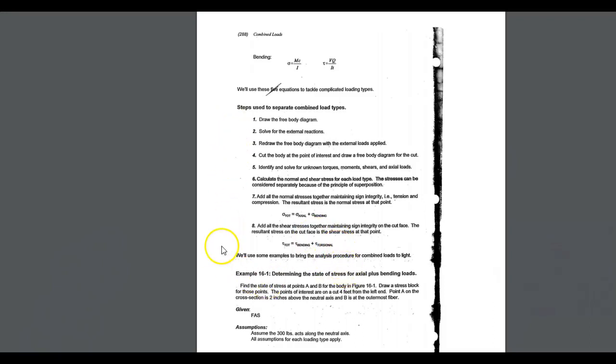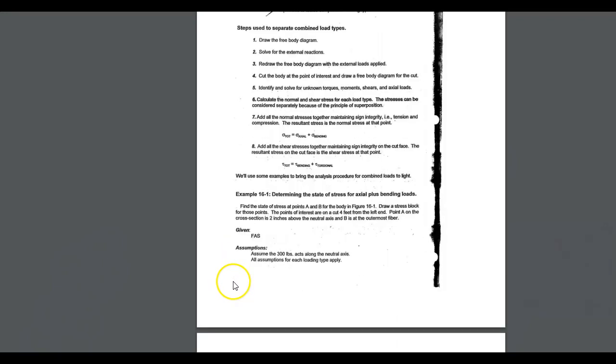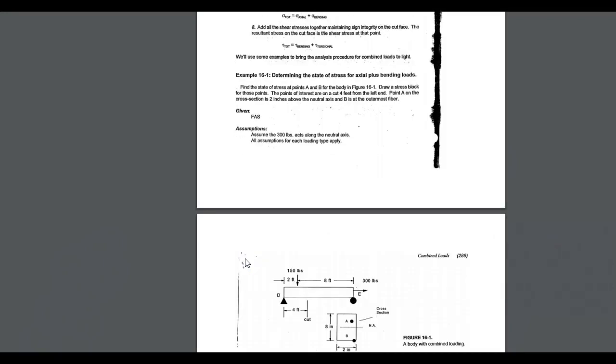And so these 8 steps result in us being able to find the state of stress, in other words, sigma total and tau total at any point on a structural member. So example 6.1 talks about this idea. We want to find the state of stress at point A and point B for a particular figure, which is right here. We draw a stress block, and then we talk about what's going on with sigma and tau at those 2 points.